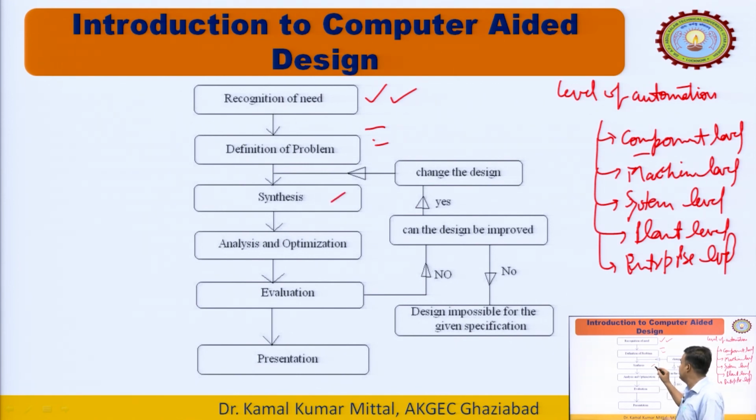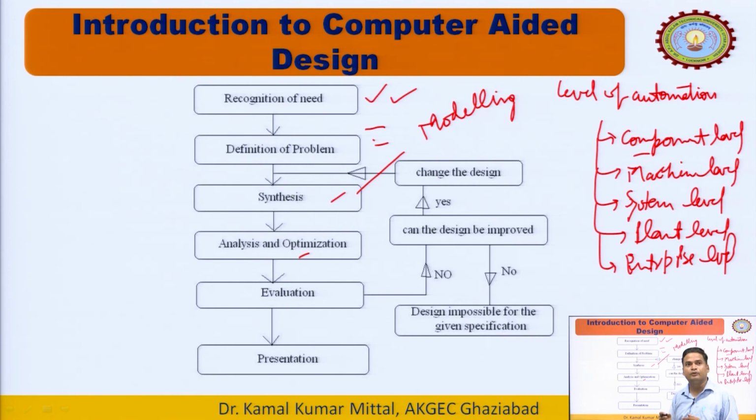Then synthesis. Synthesis is basically the modeling. Modeling means we have to create a part. After definition of the problem, suppose a sensor is required. So, we have to design that, a picture comes in our mind or some modification is there, then we have to make a part drawing of this component. Then go for analysis and optimization.